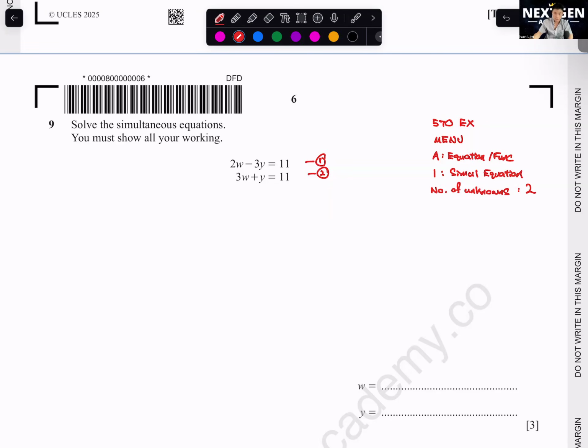Then got 2 lines. 0x plus 0y equals 0. Okay, very good. Can you type in these values? 2, negative 3, 11. Then 3, 1, 11. After you put in all the values, then you press equal one more time. What do you see? x equals 4. Very good. Okay, press down.